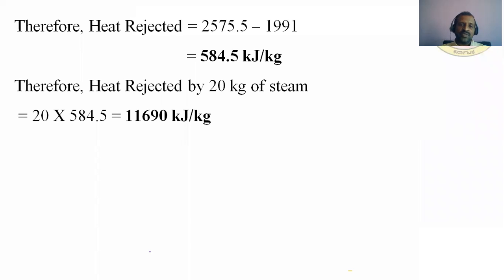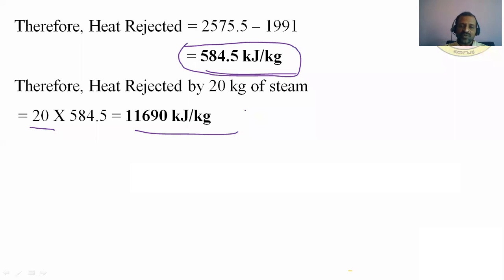So he is asking to find out the heat rejected. Heat rejected means you have to subtract these values. So 2575.5 minus 1991. So that will be 584.5 kilojoules per kg. Right? So this is the heat rejected. Therefore, heat rejected by 20 kg of steam. This is for 1 kg, so multiply it by 20. So it will be 11,690 kilojoules. This is the heat rejected by 20 kg of steam.